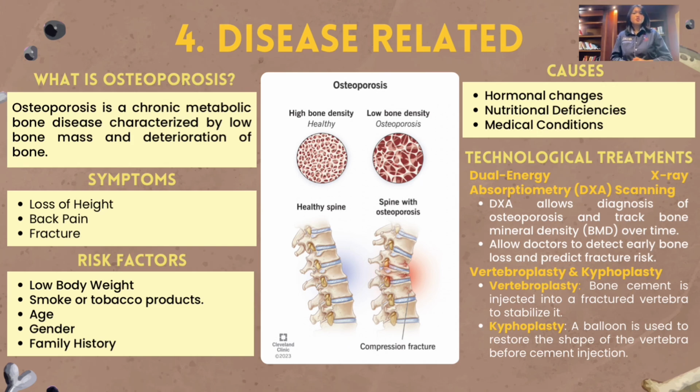Some technological treatments for osteoporosis involve dual energy X-ray absorptiometry, or what we call DXA scanning, which is a modern way to allow early diagnosis of osteoporosis and track bone mineral density over time. This allows doctors to detect early bone loss and predict fracture risk. Another thing is vertebroplasty and kyphoplasty. Vertebroplasty is when bone cement is injected into a fractured vertebra to stabilize it, while in kyphoplasty a balloon is used to restore the shape of the vertebrae before the cement injection. And this has helped a lot of patients with osteoporosis.